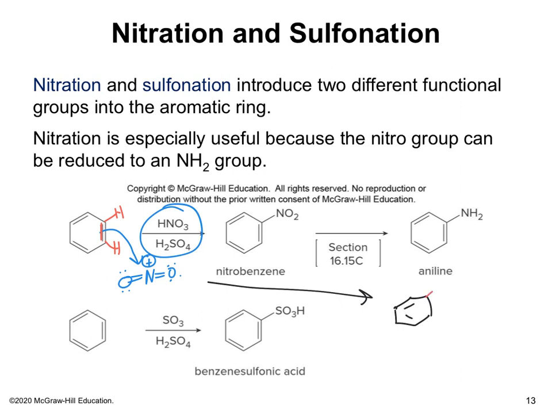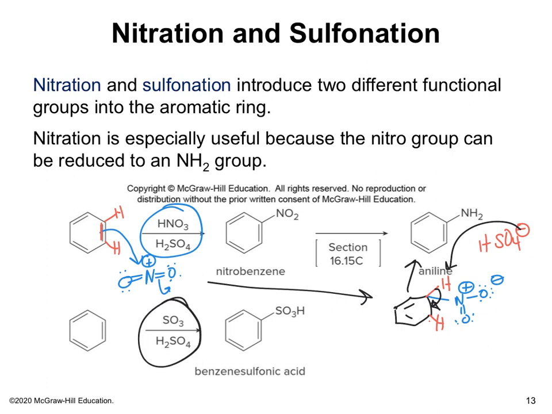So here you have the hydrogen, you have your nitro, actually that's nitro, and then you also have this hydrogen here, and then basically HSO4 minus will come in and do the rearomatization to give you aniline.